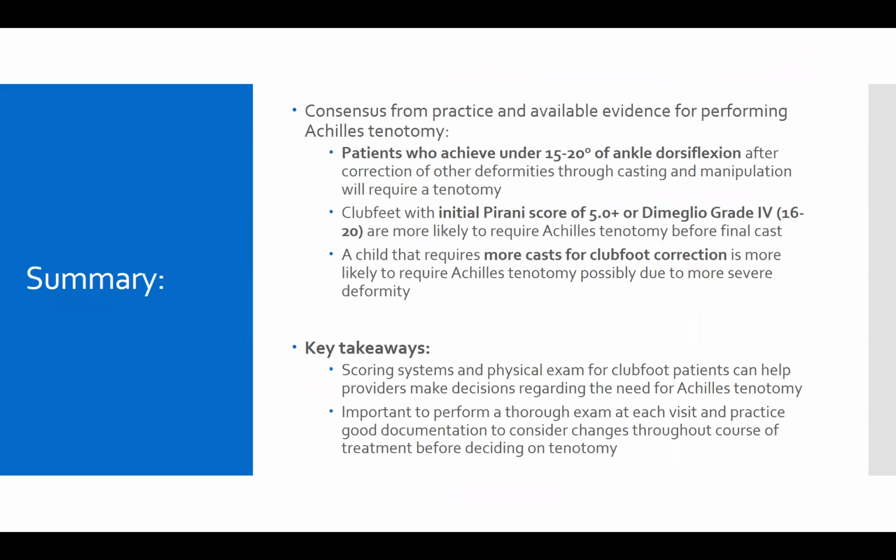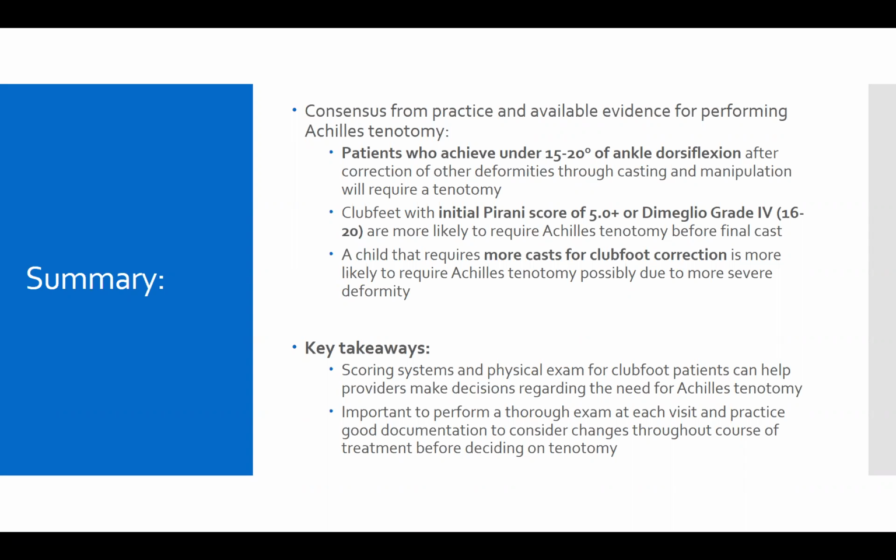So in summary, looking at our consensus for practice and also the available evidence for performing an Achilles tenotomy: remember, we like to keep in mind for our practices that patients who typically achieve under 15 to 20 degrees of ankle dorsiflexion after correction of their other concomitant deformities through casting and manipulation will likely need a tenotomy. Our clubfoot children with an initial Pirani score of 5 or more, or a Dimeglio grade 4, which is a total score of 16 to 20, are more likely to require an Achilles tenotomy before their final cast. These are typically our more severely affected children.